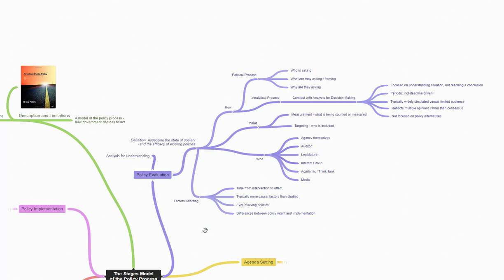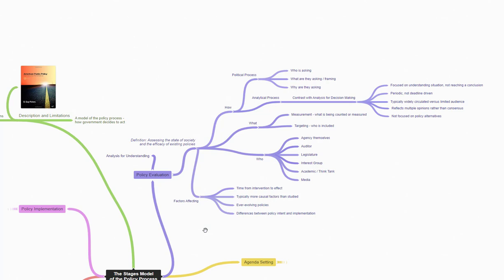And then there's oftentimes a difference between what policy was intended and what policy was implemented. And we'll talk about that more when we get to the policy implementation stage. So this is policy evaluation, trying to understand what's going on in society, but recognizing that we're never going to have a complete objective picture of that.